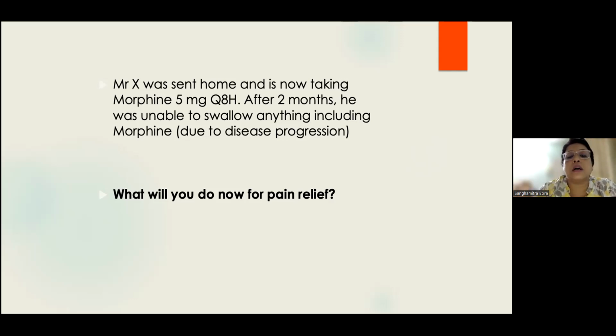So now he was sent home and is now taking morphine 5 milligram Q8H because of the renal problem that he has shown. After 2 months, he was unable to swallow anything, including morphine, due to disease progression. So for pain relief, we will try to give him 5 milligrams of per rectal morphine every 8 hours, and that should be a fast acting tablet. We can definitely give him a prescription of fentanyl patch, but before thinking about fentanyl patch, I would prefer to give him per rectal morphine.